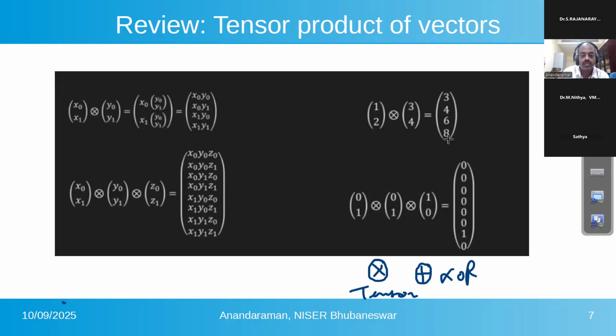So this is how tensor product is computed. 1 into 3, 1 into 4, 2 into 3. All the elements are multiplied with each other. Then we will get this product.